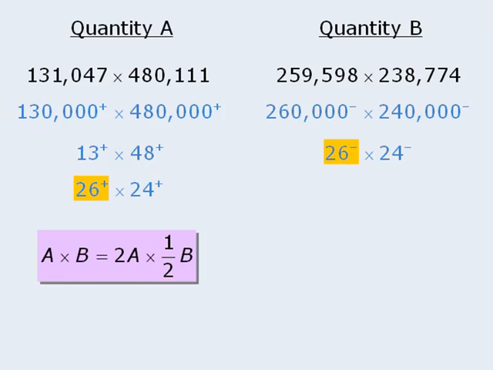When we compare these two numbers, we can see that this one is bigger. And when we compare these two numbers, we see that this one is bigger. Since both numbers in the quantity A product are greater than both numbers in the quantity B product, quantity A must be greater, in which case the answer is A.